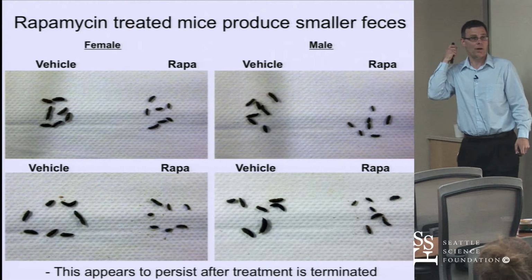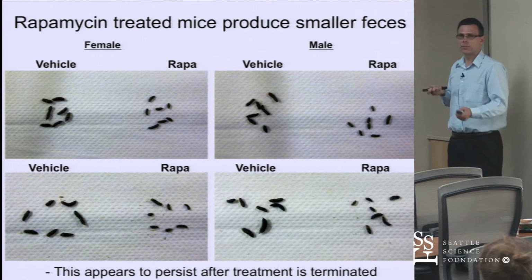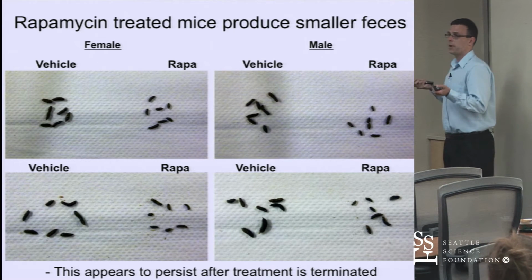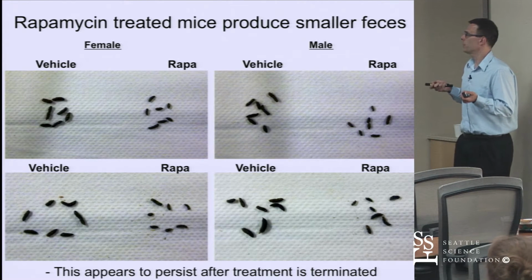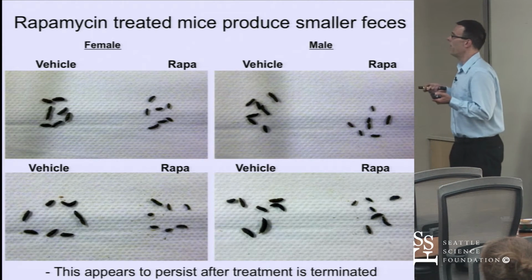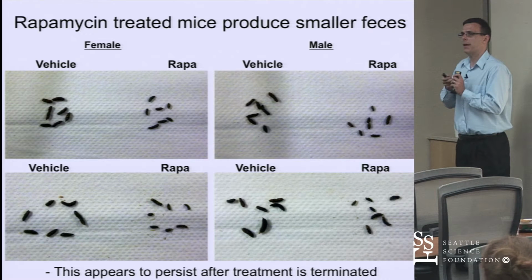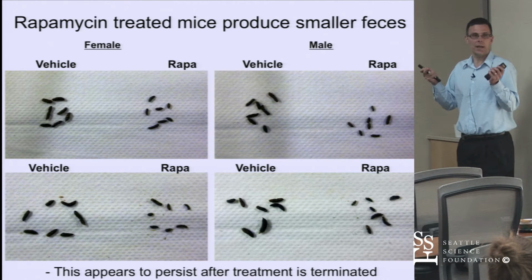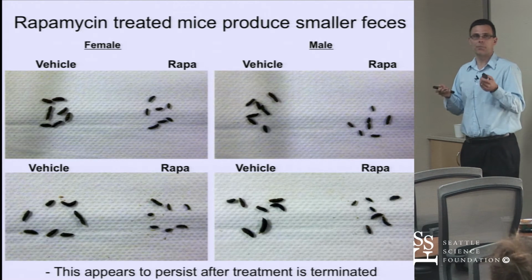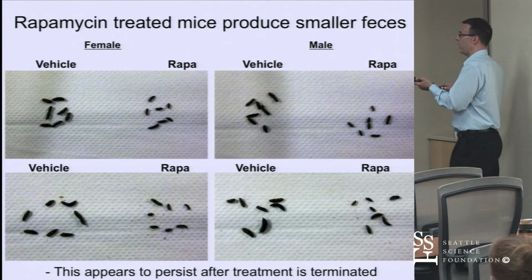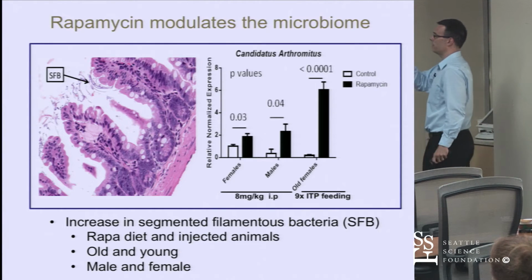So when the mice came off of rapamycin, they still had small poop. So we looked at the microbiome. This is a collaboration with Catherine Hagen at Missouri. And this was initially done by just sequencing DNA in the feces. And then we followed up by actually looking at histopathology from the small intestine.